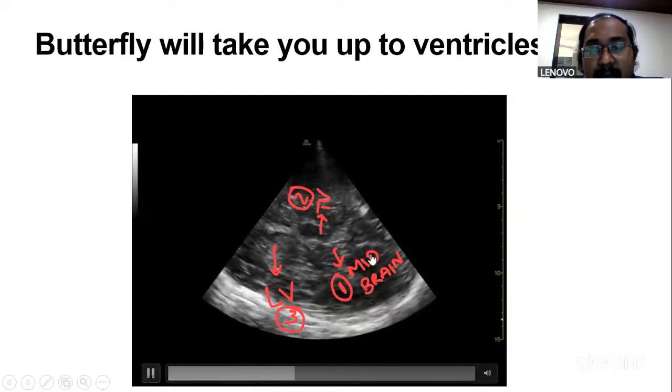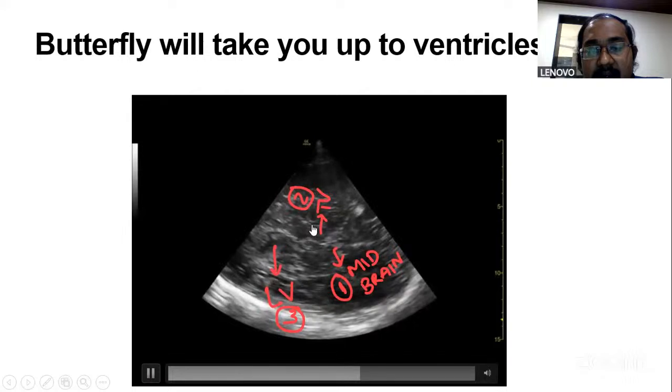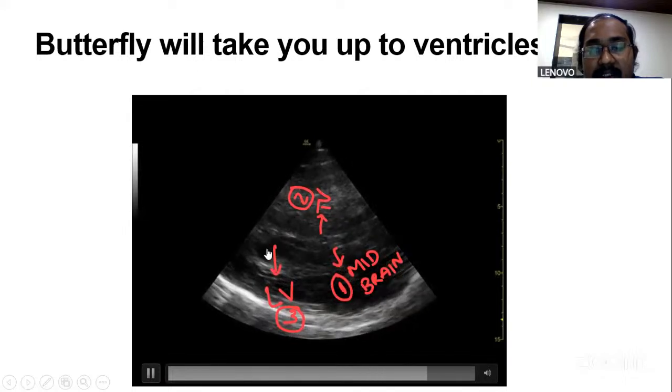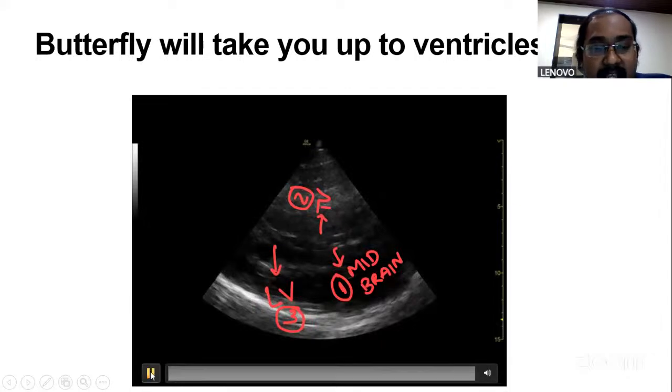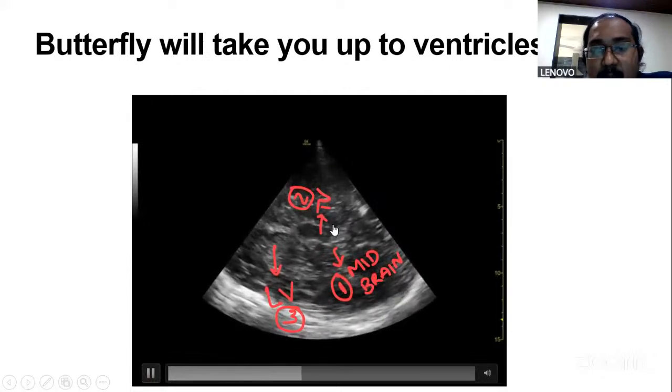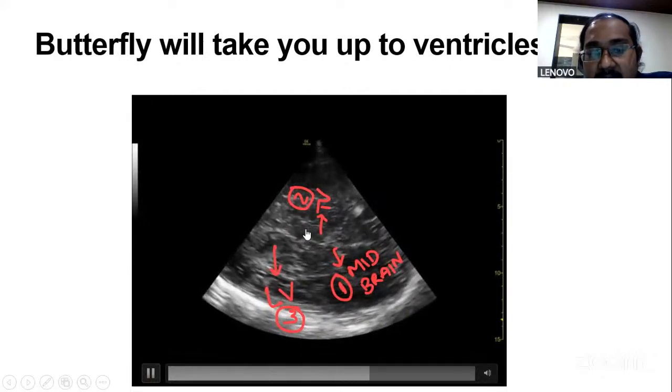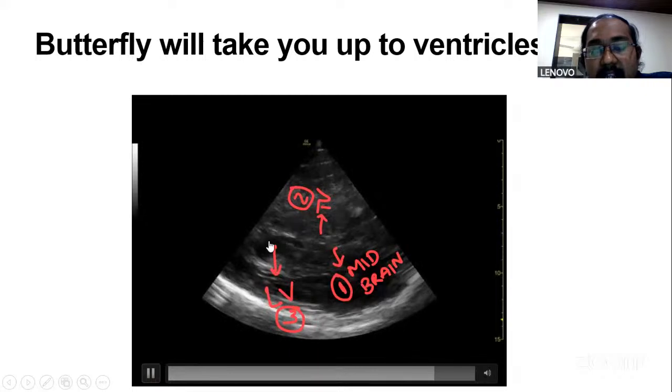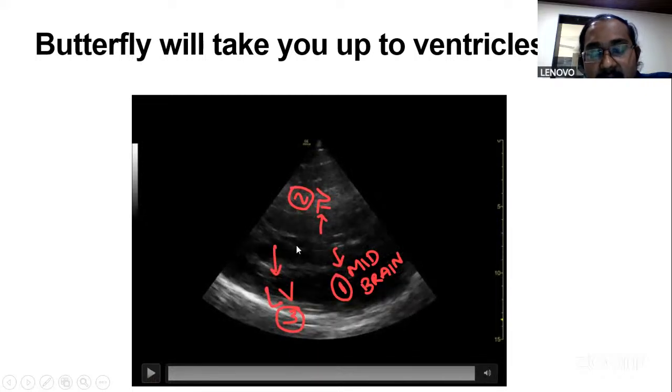So this is the midbrain. Now this is the third ventricle. So this is the lateral ventricle. I'll be playing it once again. So this is the midbrain. So we are tilting the probe a little up and we are getting a third ventricle, and we are tilting it even more up and we are getting a lateral ventricle. Okay.